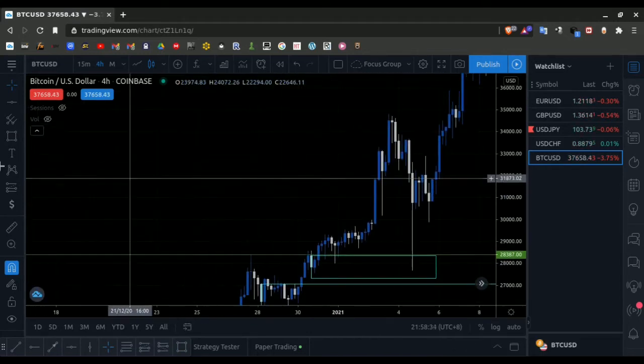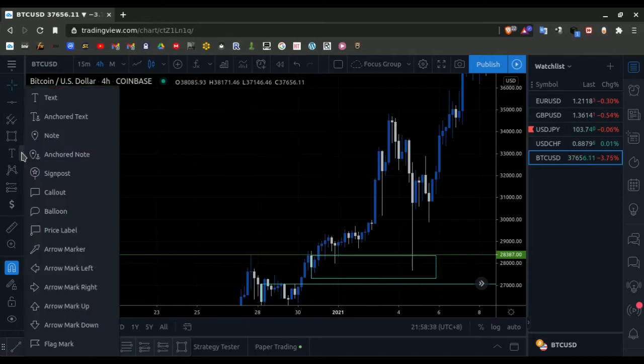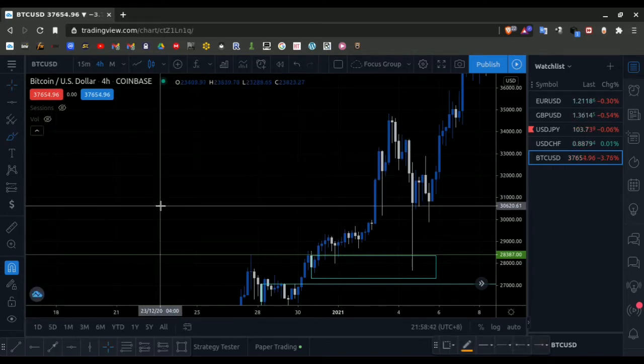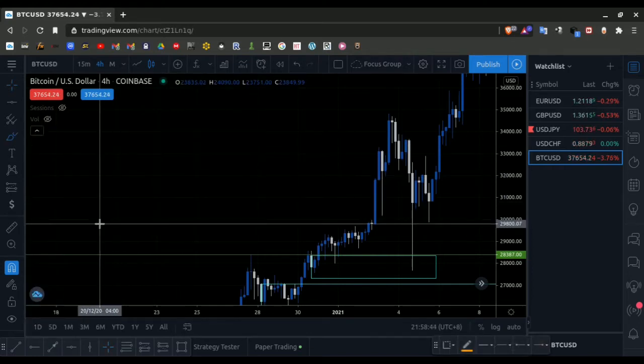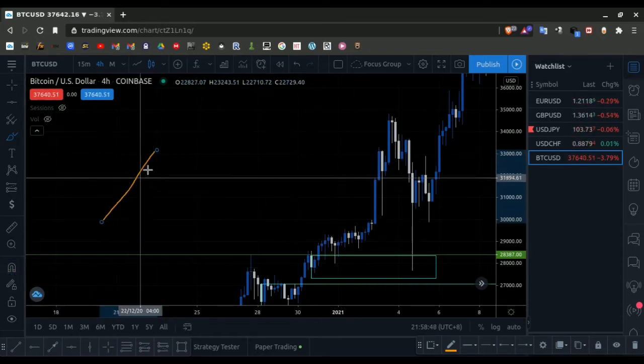Now, one thing that I want to talk about when it comes to the swings, but I will make a more elaborate video in the future, is that when identifying swings, when the price moves in an impulse like that, it doesn't just move in a straight line.